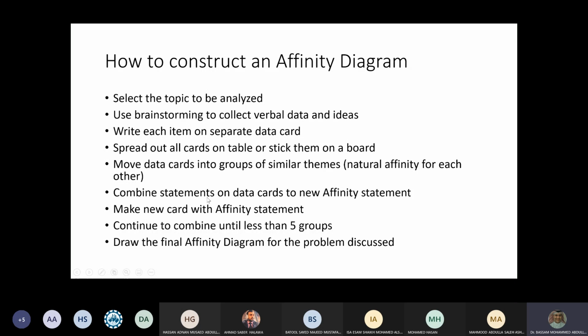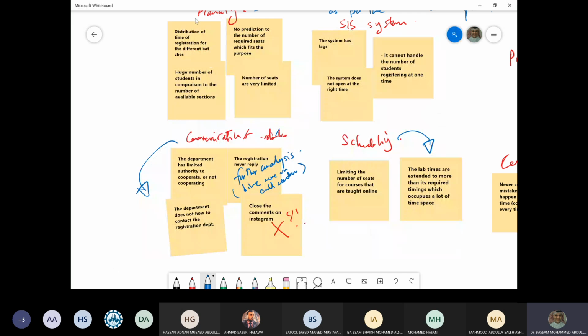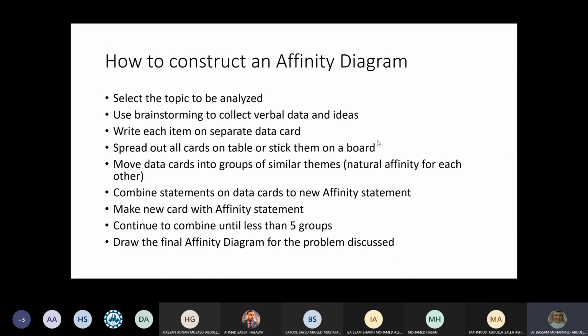Combine statements on data cards into new affinity statements. So we combine the statements into a new affinity statement. A new statement, that means I have written here planning, SIS system, communication. So I'm putting the new statement here at the top just to make sure of what relates all those problems together. Continue to combine until less than 5 groups. It's always better to have fewer groups so that you can solve the problem.